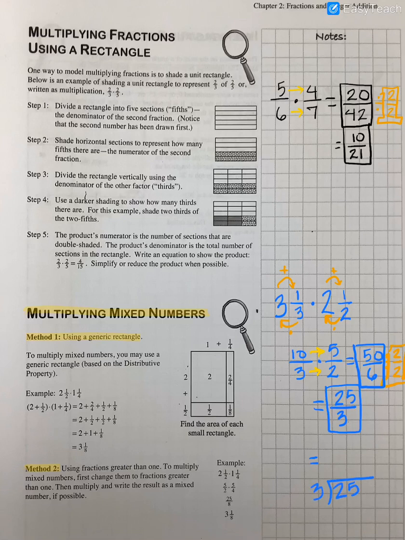3 goes into 25 8 times. That is 24. You have 1 remaining, so your answer is 8 1/3. So that is our third possible answer. 50/6, 25/3, and 8 1/3 are all equivalent fractions. So all of those are acceptable answers.